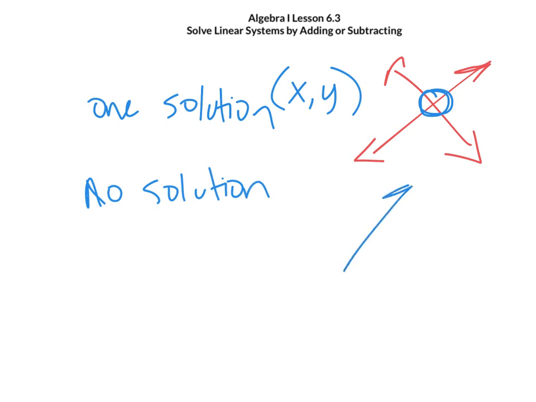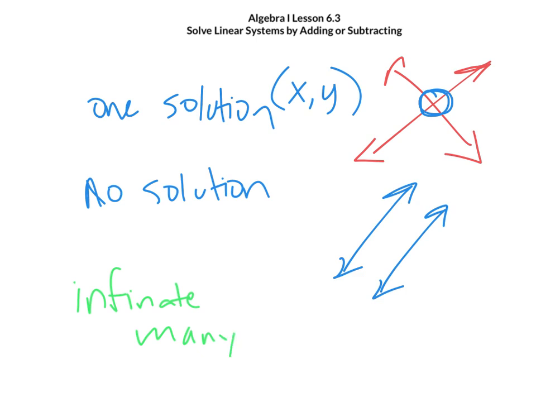The other possibility is no solution, and that's when you have two lines that are parallel, so they never cross. Write this down. And the third option would be infinitely many solutions. That's when you have a line, and then you have the exact same line again. So it's a line on top of a line.